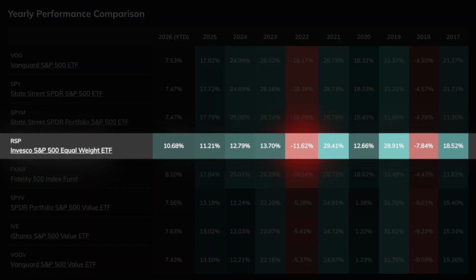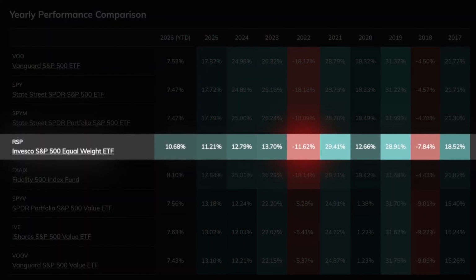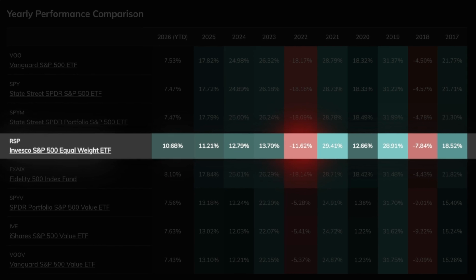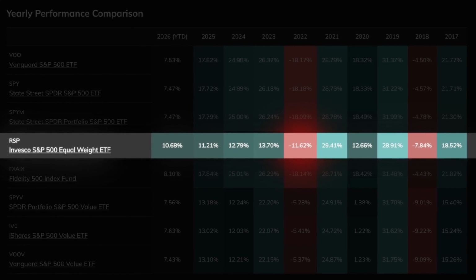Now for me, I have a long time horizon until I retire, and I'm still leaning towards a market cap weighted fund, as its total performance over time has been shown to be better. But RSP is an interesting option to know about if you're worried about diversification and more stable results.